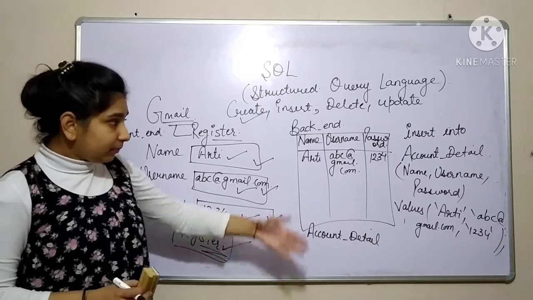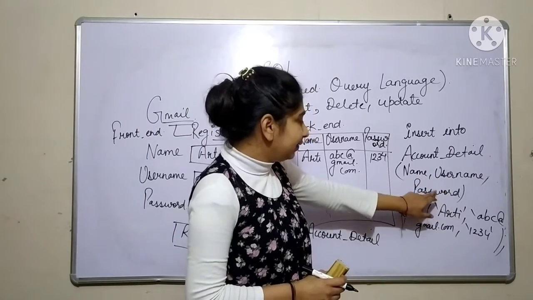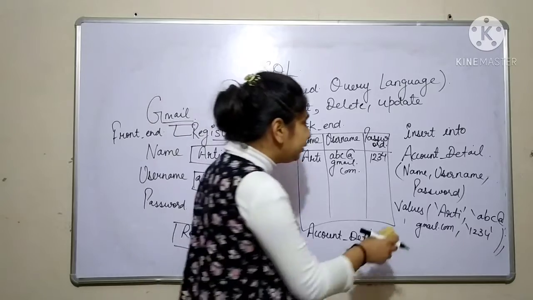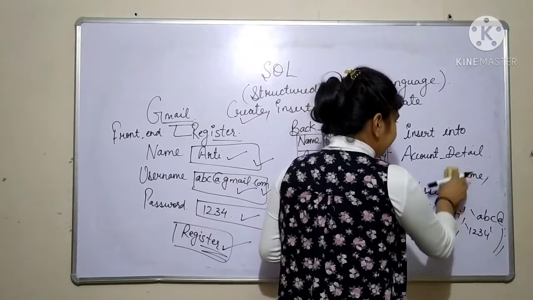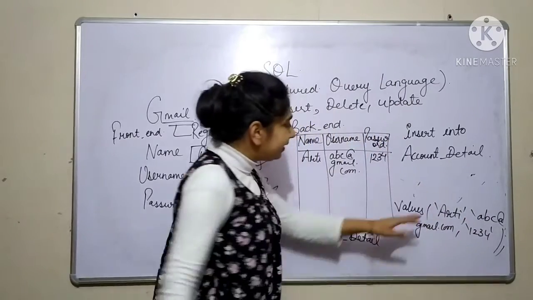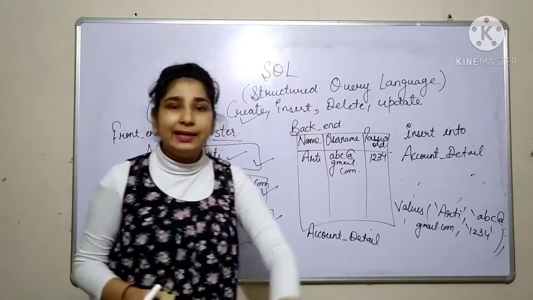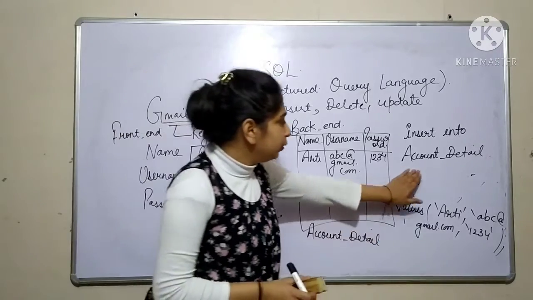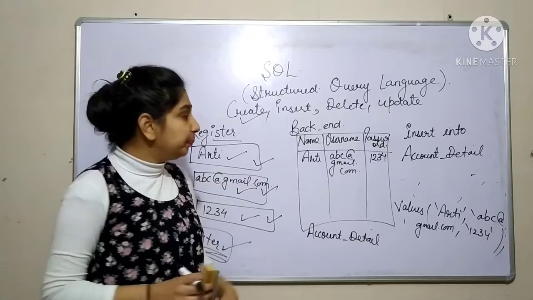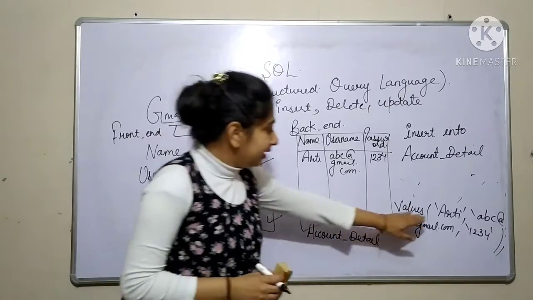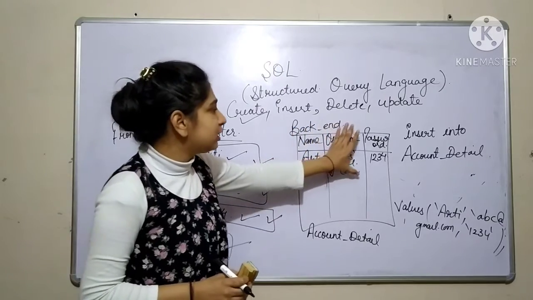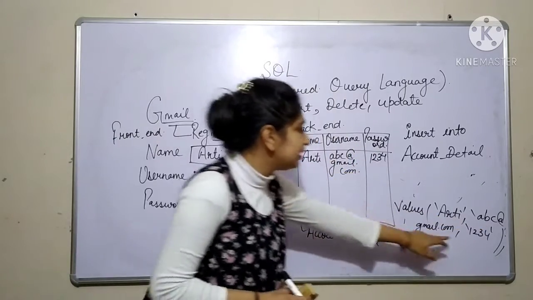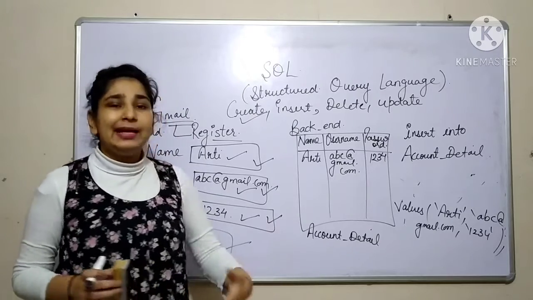Okay, so why I am using this attribute's name? If I don't use this attribute's name, still it is going to work. Still this syntax of SQL query is going to work. So what is the need to write the attributes in the SQL query? Because by default, it is going to store all the values in this order. Firstly, this is name, this is username, and this is password.